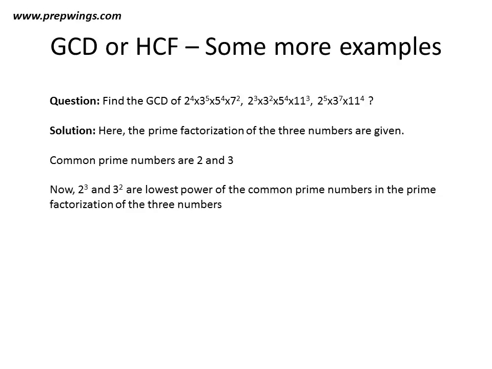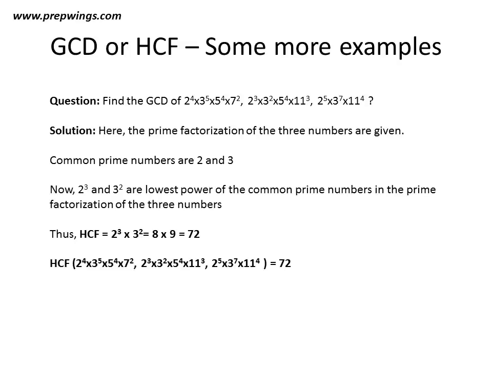Now we'll look at the lowest powers of 2 and 3. So 2 has a power of 4 in the first number, then has a power of 3 in the second number, and has a power of 5 in the third number. Thus 2 raised to power 3 is the lowest power of 2. Now similarly, 3 has a power of 5 in the first number, then 3 has a power of 2 in the second number, and 3 has a power of 7 in the third number. Thus 3 raised to power 2 is the lowest power of 3 in all the three numbers. Thus 2 raised to power 3 and 3 raised to power 2 are the lowest powers of the common prime numbers that we have. Now we just multiply them then.